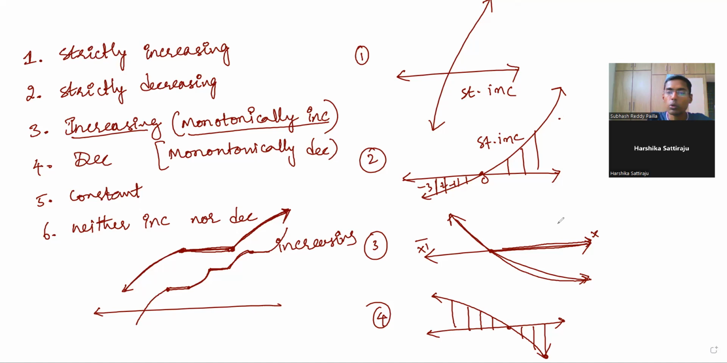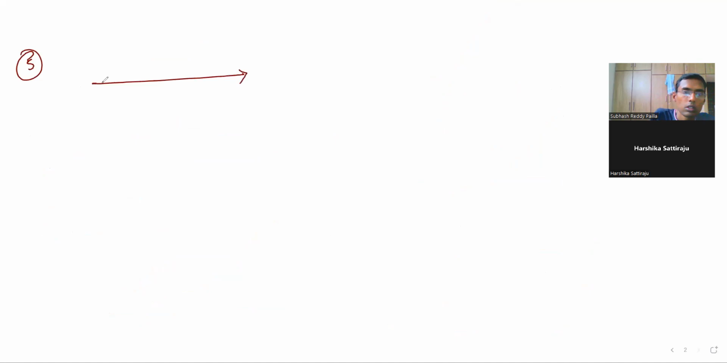Similarly, decreasing is also the same. You say it is decreased, but you see like this, it is constant. First it is decreased, constant, again decreased, constant, again decreased, constant, like this. So we can use monotonically decreasing, or simply you can use decreasing.